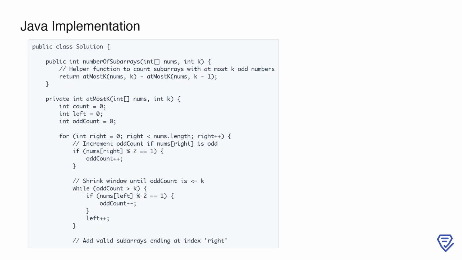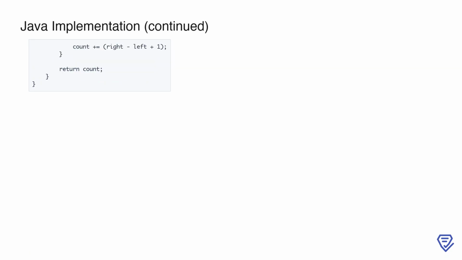After that, we ensure that the window remains valid by shrinking it whenever odd_count exceeds k. This is done by incrementing the left pointer and reducing odd_count if the element at the left index is odd. Once we have adjusted the window so that it contains at most k odd numbers, we calculate the number of valid subarrays that end at the current index right.